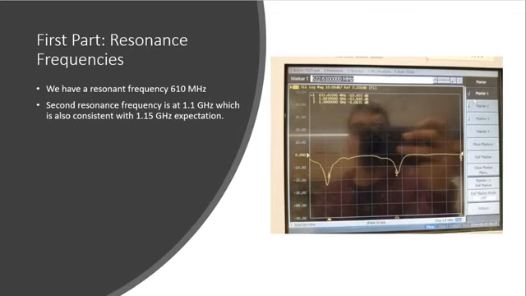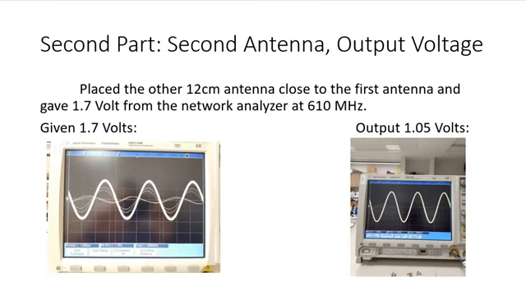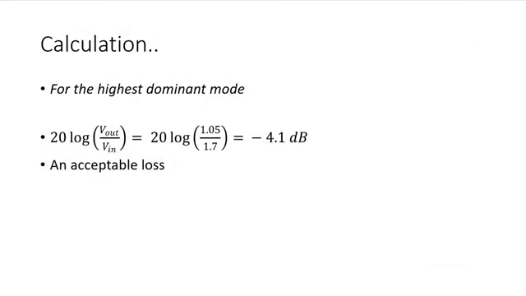We saw via network analyzer that we have two dominant frequencies below 1.5 gigahertz. They are around 610 megahertz and 1.09 gigahertz resonance frequencies, which are very expected. We placed the other antenna for the second part. We gave 1.7 volts from the network analyzer and obtained 1.05 volts. As we calculated the loss here, we get 4.1 decibels of loss, which is an acceptable loss.